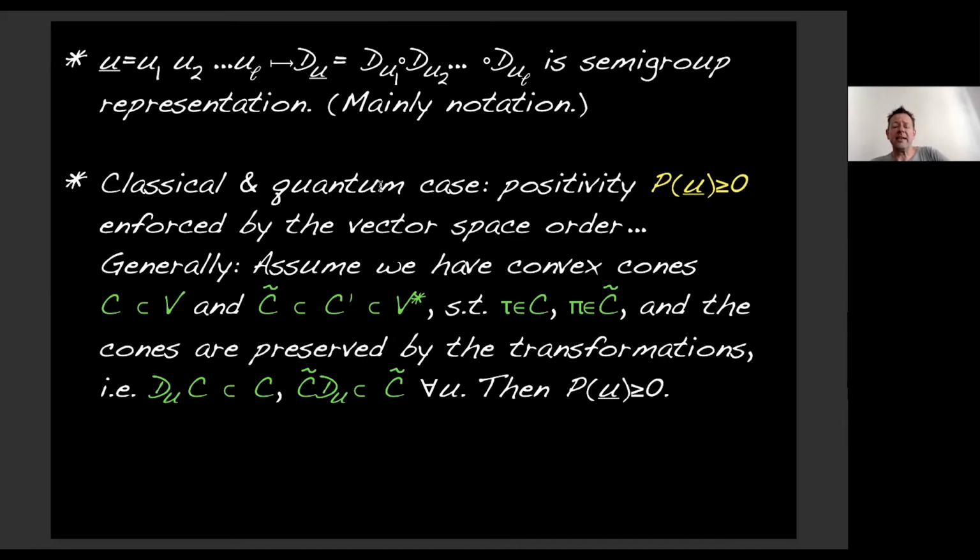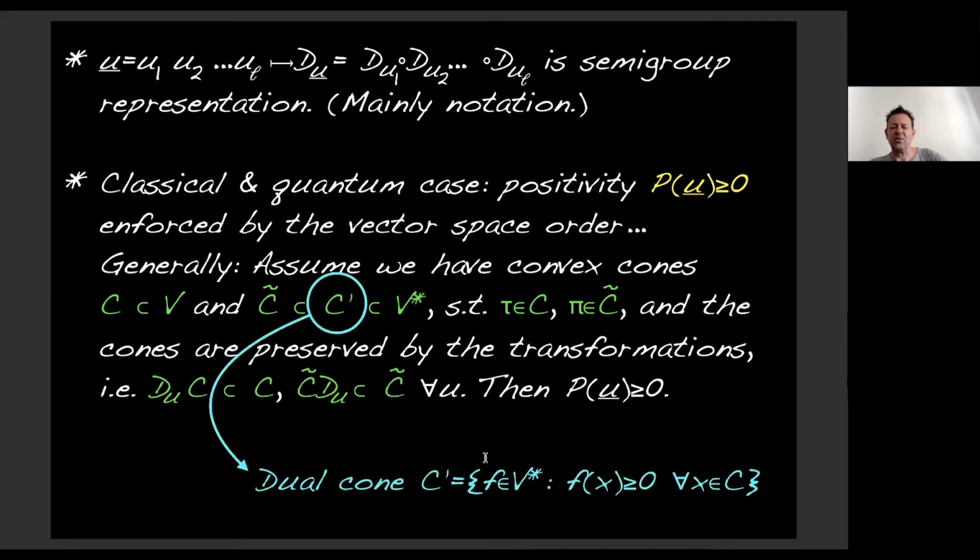In the classical and quantum case, like I said, this is somehow built into the formalism. So what is this part of the formalism that does it for us? It's a vector space order, abstractly. What we have, in both the classical probability theory and the quantum theory, is a convex cone, a pointed spanning cone C in V, and another cone, C tilde, in the dual space, which is contained in, or sometimes even equal to, the dual cone C prime. Do I have this written down here? Yes. So the dual cone is simply the convex cone of all functions that are positive on all elements of C.